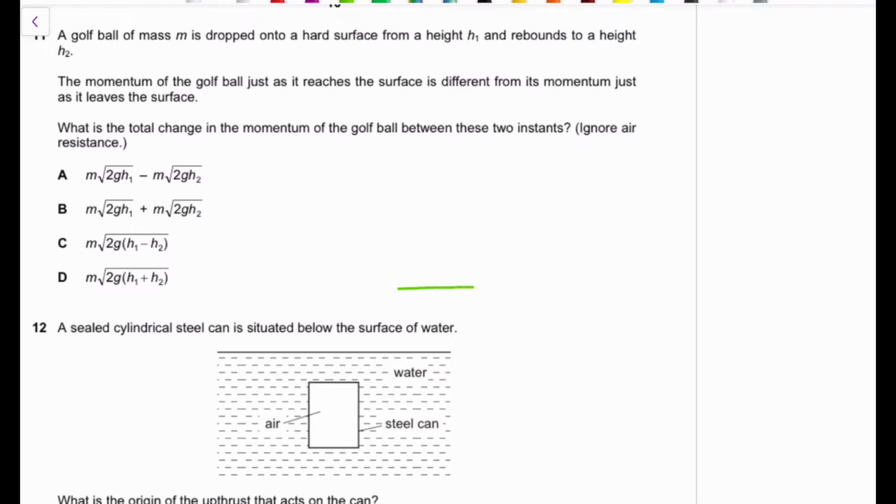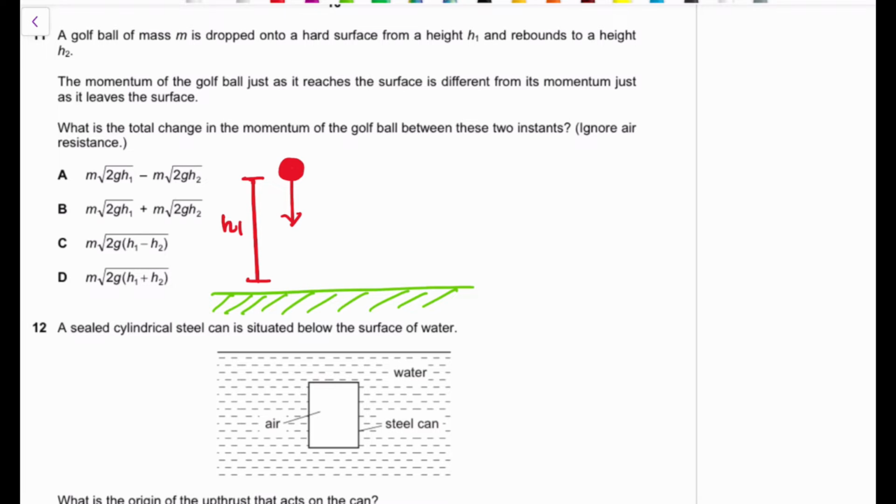So if we have a hard surface like this, this is our hard surface. We have a ball, a golf ball like this. This ball is going to fall down, like this. It's going to fall from a height h1. So this is our height h1.